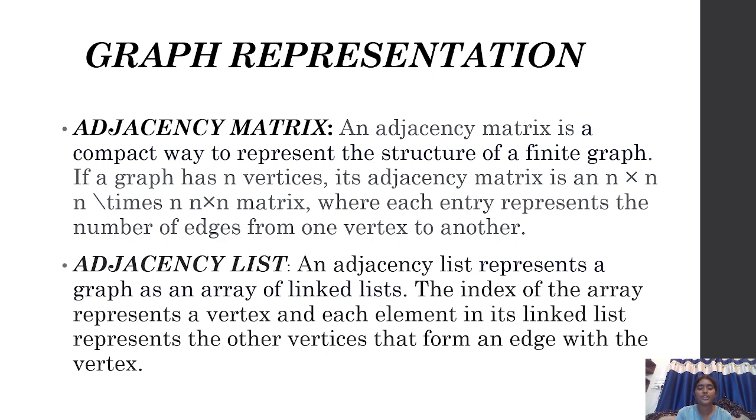So, graph representation: it can be represented as an adjacency matrix or an adjacency list. An adjacency matrix is a compact way to represent the structure of a finite graph. If a graph has n vertices, its adjacency matrix is an n by n matrix, where each entry represents the number of edges from one vertex to another. Adjacency list. An adjacency list represents a graph as an array of linked lists. The index of the array represents a vertex, and each element in its linked list represents the other vertices that form an edge with that vertex.